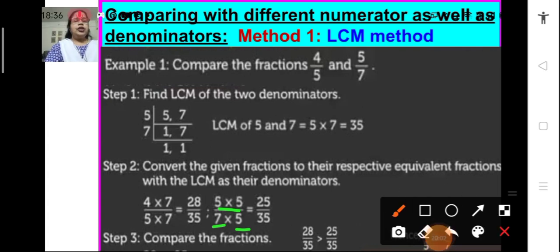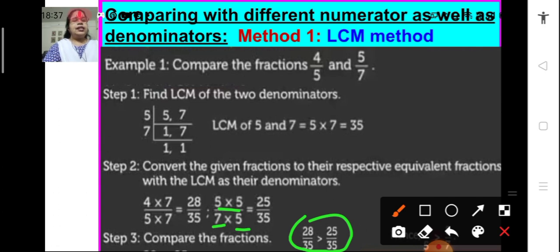We get 25 upon 35. Now we have two fractions with the same denominator, that is 28 upon 35 and 25 upon 35. Now we can compare them easily. So the fraction with the greater numerator is the greater one. So 28 upon 35 is the greater one. That means 4 upon 5 is the greater fraction.